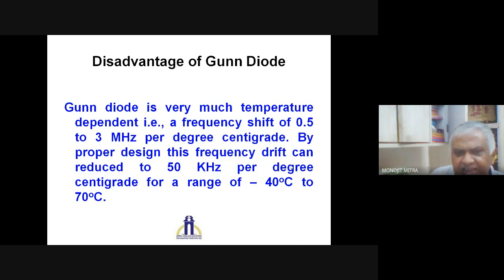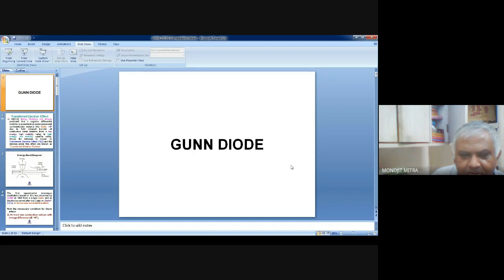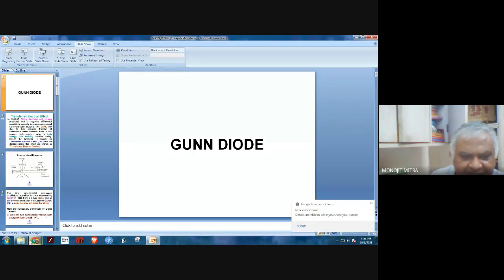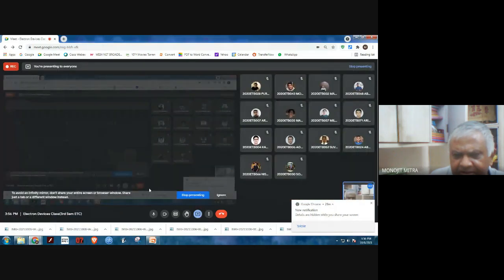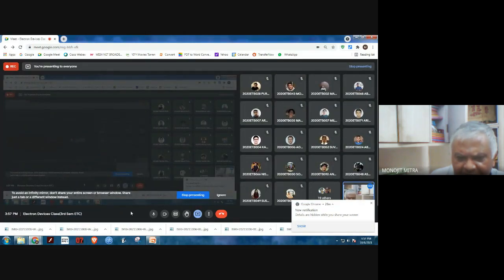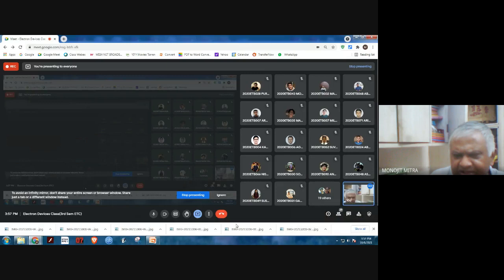So these are the disadvantages, and this is all about your Gunn diode. So now nothing is there after this, so I am going to stop our discussion over here. But before I finish this particular topic in today's class, I want to ask all of you, and I am going to ask one by one to some of you, whether everything is clear to all of you or not.